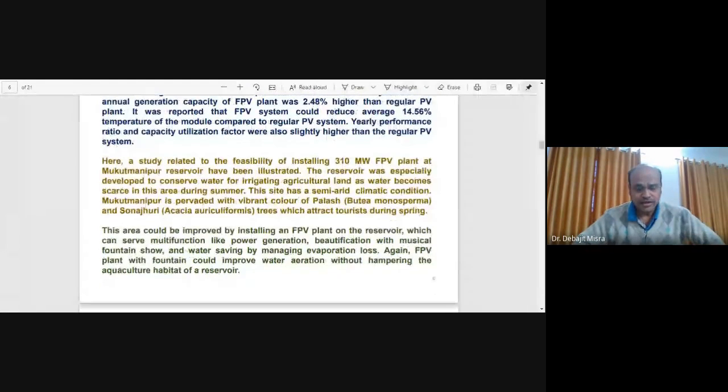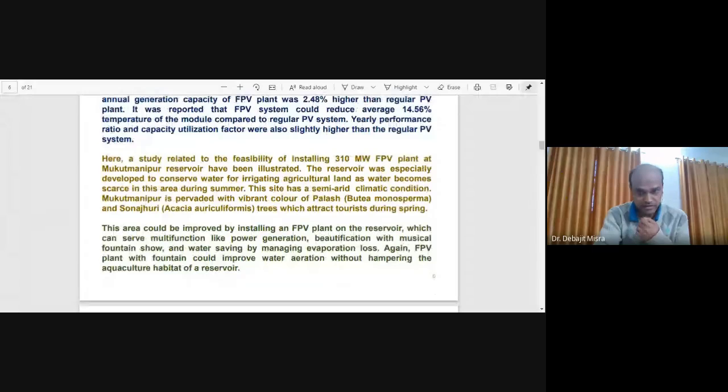This area could be improved by installing a PV plant, because this area is already used for tourism purposes. Thus, it can be further beautified with some photovoltaic panels, meaning a PV plant, and a fountain show could also help manage water.